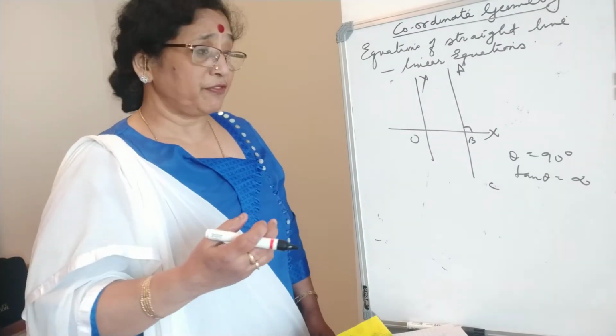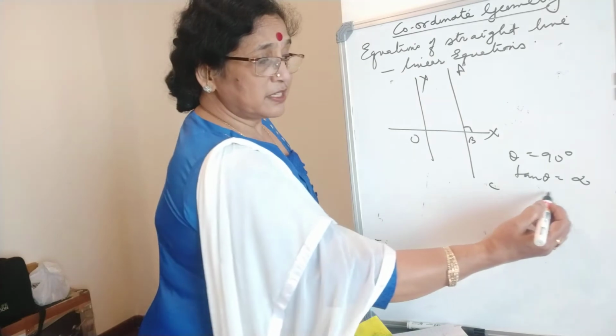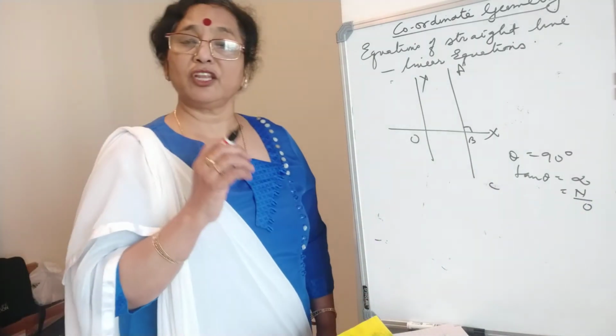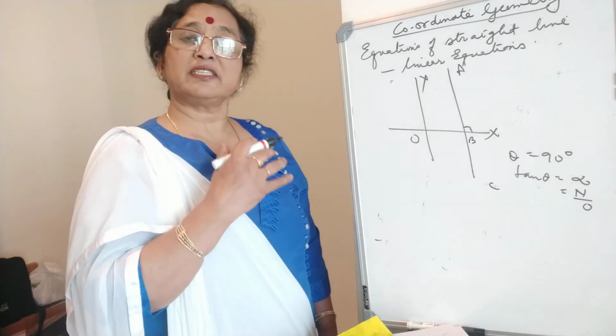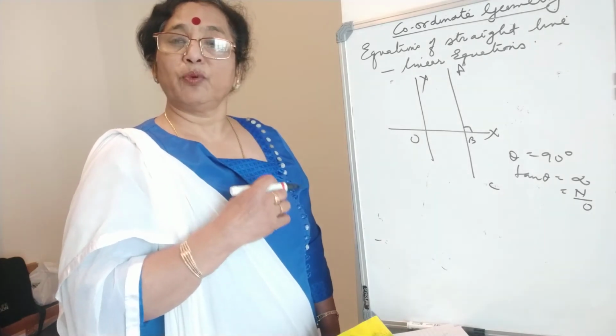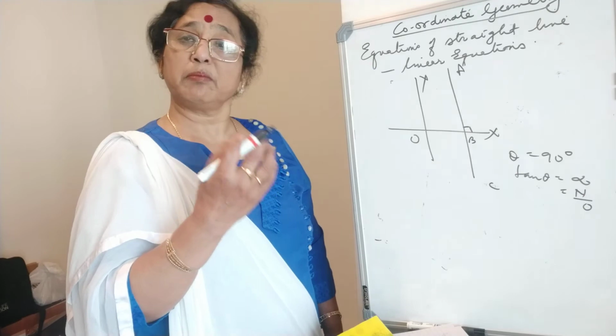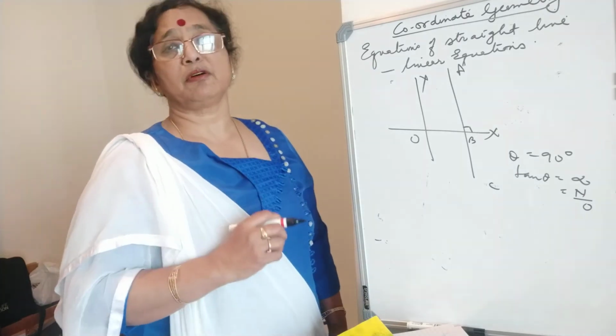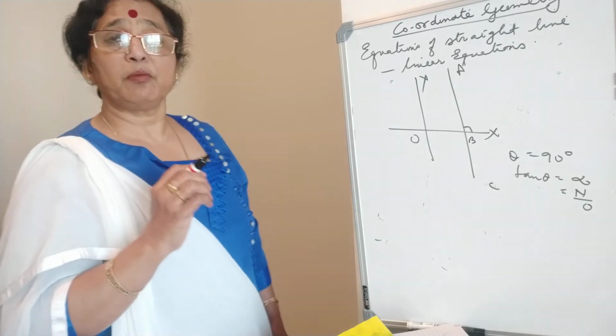You cannot put infinity, but infinity is the result of any number by 0. When the denominator is 0, it is an infinite value. When the numerator is 0 by any number, that is 0. But infinite is any number by 0. So here the problem comes.